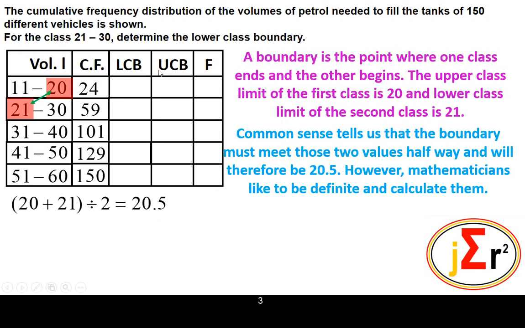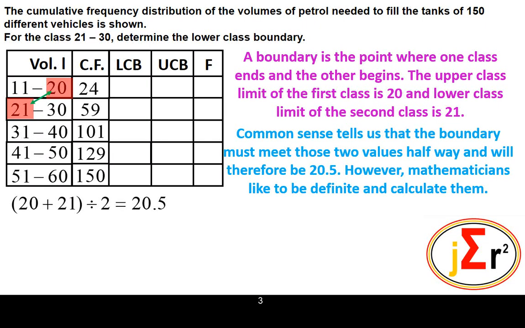So what we have here is 20 plus 21, and we divide that by 2, which is, of course, the average of the upper class limit of the previous class and the lower class limit of the present class. And that should give us the values of our boundaries. Do not forget that for the depiction of continuous data, where one class ends should be where the next class begins.